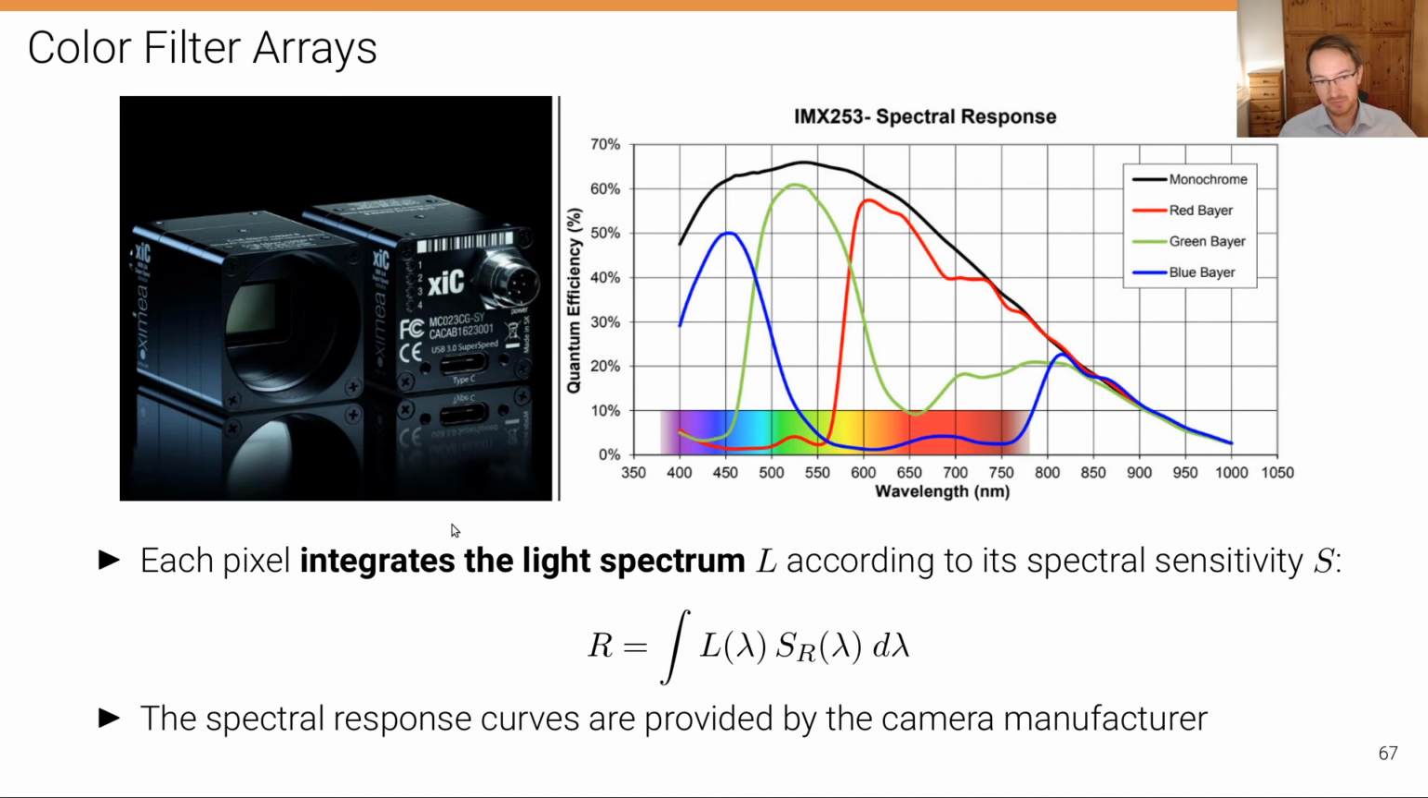Each of these pixels basically integrates the light spectrum over this spectral response curve. So what we're getting is an integral over the light spectrum according to the spectral sensitivity of the camera, integrated over all wavelengths that are coming in.